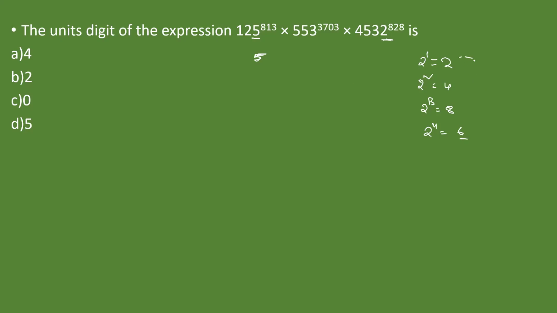5 with any even number, what will be the final output? 0. So directly, without finding anything here, by seeing the question once, we can say that our answer is 0 here. 5 with any even number, what is the unit digit which we will get here? 0. Using that logic, we will mark our answer as 0 here. Clear? Directly, without knowing the unit digits, we can directly say that our answer becomes 0 in this case.